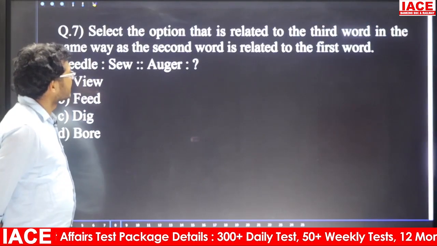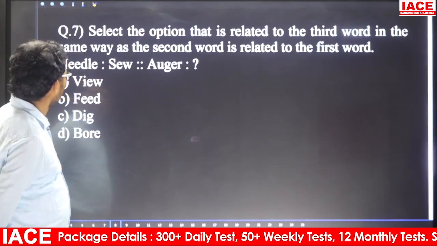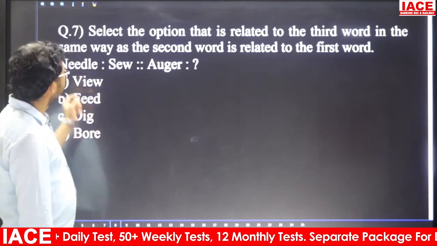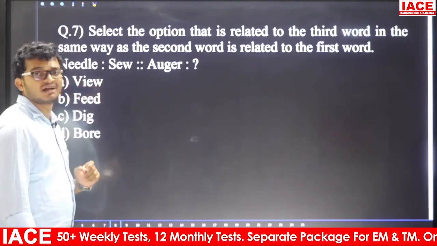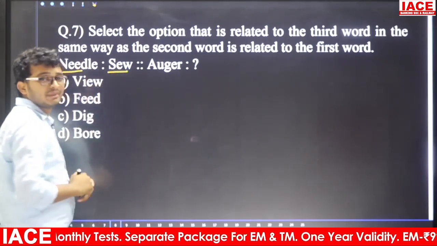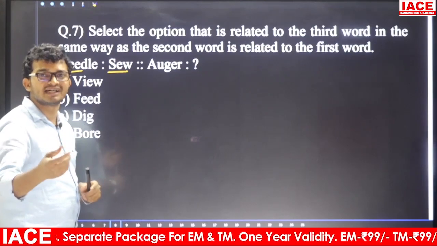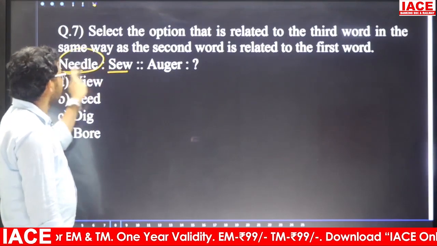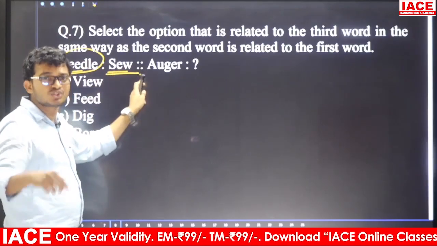Question number 7. Select the option that is related to the third word in the same way the second word is related to the first word. Needle is related to sew in the same manner agar is related to. Friends, here needle is related to sew. What is the meaning of sew? To repair the cloth, otherwise stitching the cloth. So needle is used for stitching purpose. Sew means to stitch the cloth.